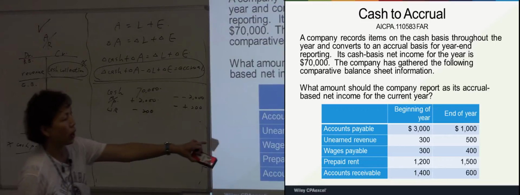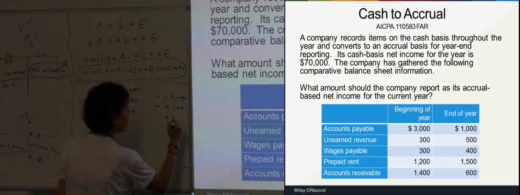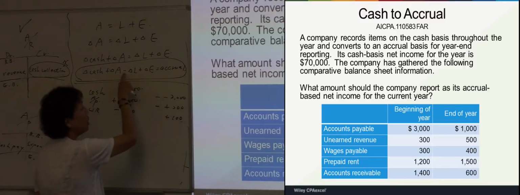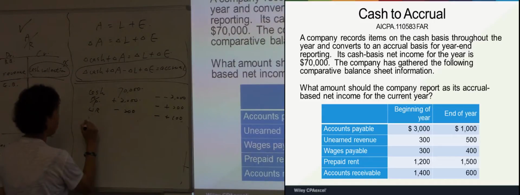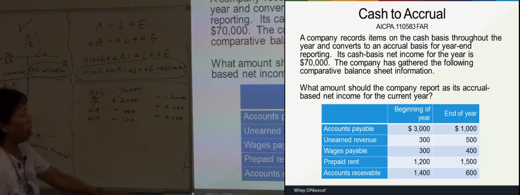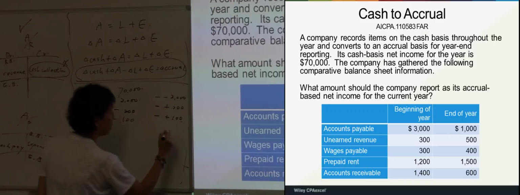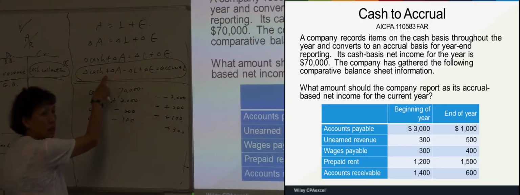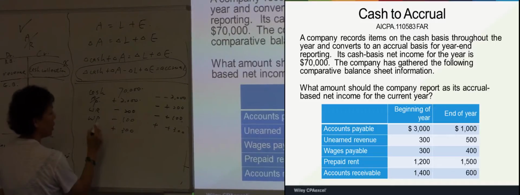And wages payable changes from 300 to 400, so it's an increase. What kind of account is it? Liability. The sign is negative, right? So negative, positive becomes negative. Wages payable, I put WP. That's negative 100. And prepaid rent: 1,200 to 1,500 is an increase of 300. Prepaid rent is an asset account, so the sign is positive. Positive, positive becomes positive 300. This is prepaid rent.